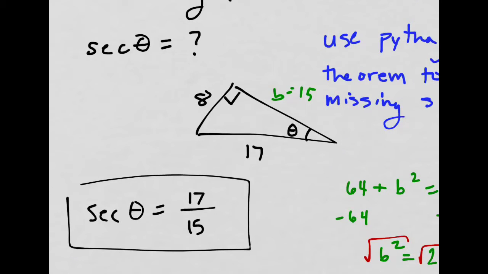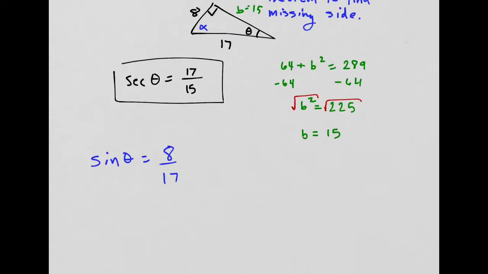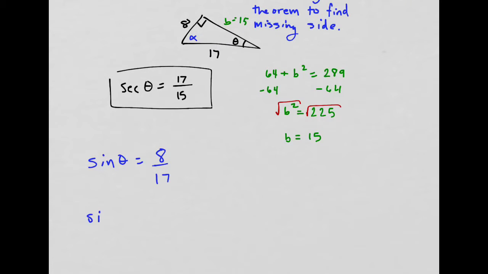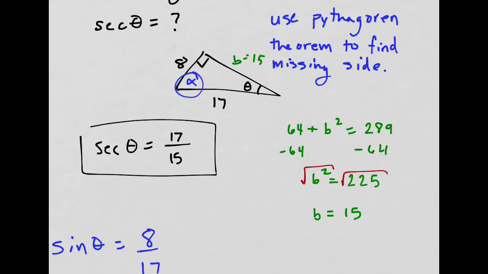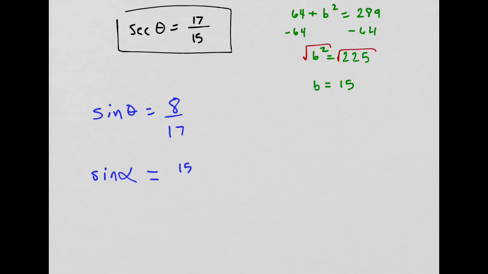What if I called this alpha? Then what would the sine of alpha be? Alpha is a Greek letter. Sine of alpha, in this case, would be, okay, so now we're focusing on a different angle. That would be opposite over hypotenuse still. So opposite, in this case, for alpha, is 15. So then I have 15 over the hypotenuse, 17.